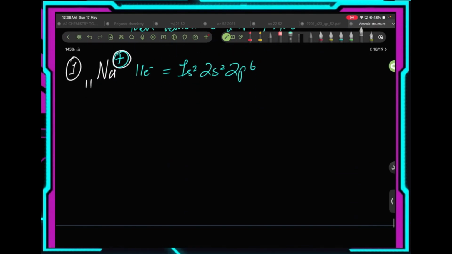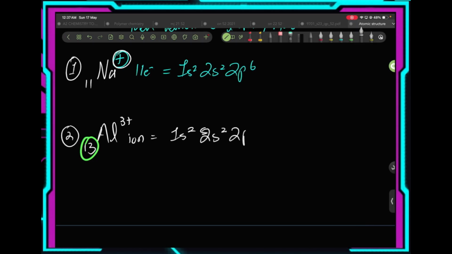Okay. So in case of, for example, aluminium 3 plus ion, we would forget about this charge over here. Forget about it for a second. If it was a neutral atom of aluminium, how many electrons would it have? It has 13 protons and it would have 13 electrons, right? So you need to do the electronic configuration for 13 electrons. What would it be? 1s2, 2s2, 2p6, 3s2 and 3p1.